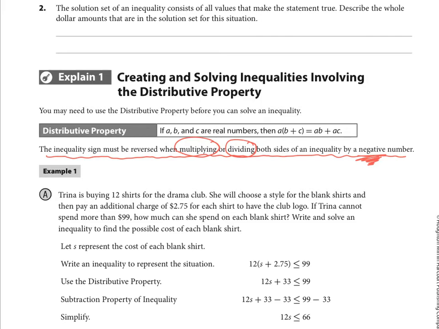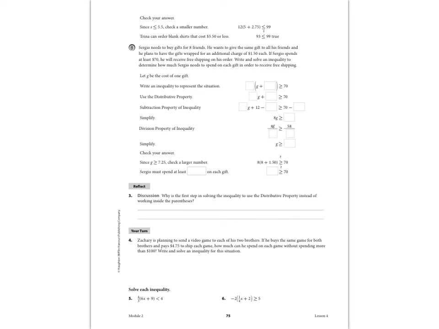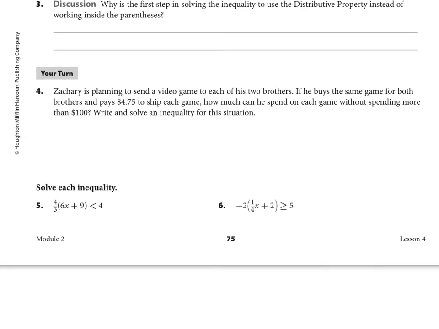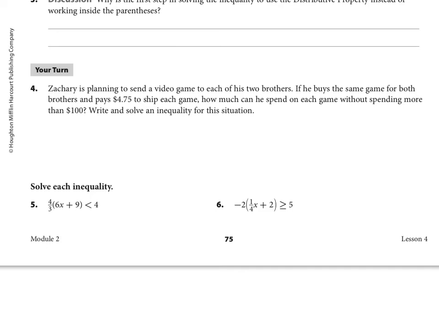Let's take a look at an example on page 75. If you'd like to try any of these before you see the solution, feel free to pause it. I'm going to go in order here. Number 4: Zachary is planning to send a video game to each of his 2 brothers. If he buys the same game for both brothers and pays $4.75 to ship each game, how much can he spend on each game without spending more than $100? Write and solve an inequality for this situation.